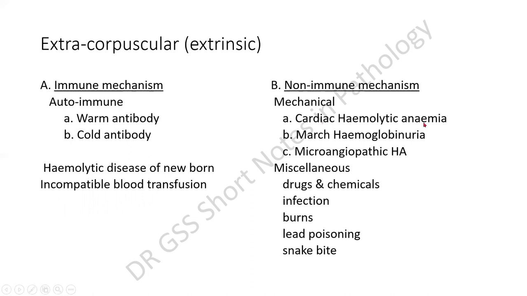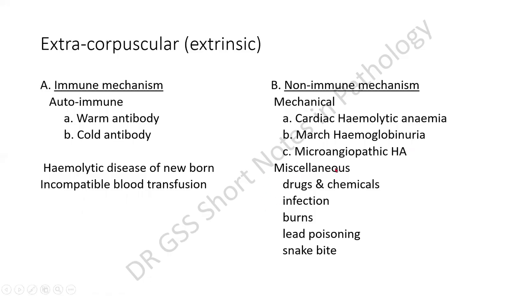Under that I have got cardiac hemolytic anemia. What will happen to a patient who has been fitted with a prosthetic valve? There is a mechanical damage, lysis of the RBCs. March hemoglobinuria. Whenever soldiers are asked to march long distances, there is a crush artifact of the RBCs leading to hemolysis. Microangiopathic hemolytic anemia is also a form of hemolytic anemia that can be seen in disseminated intravascular coagulation, etc.